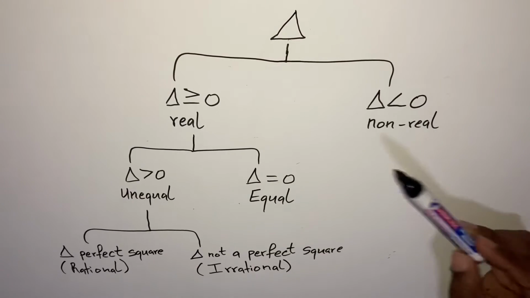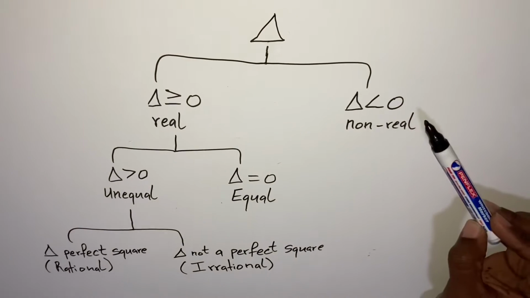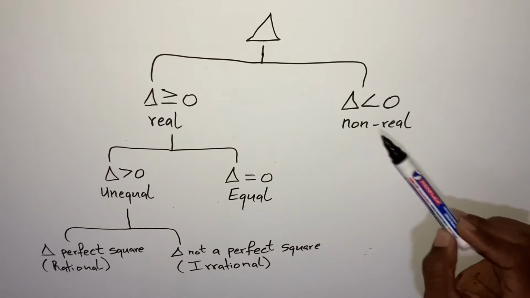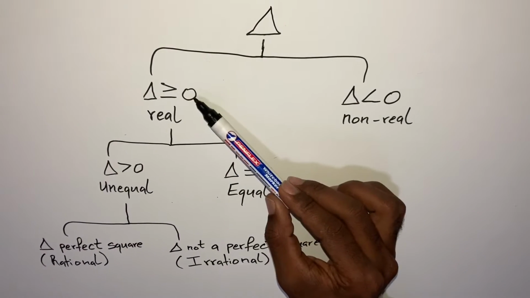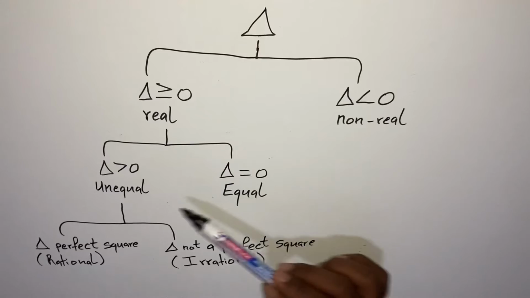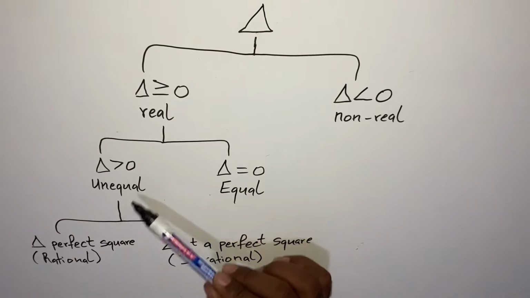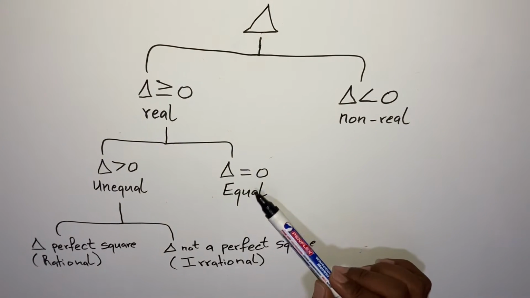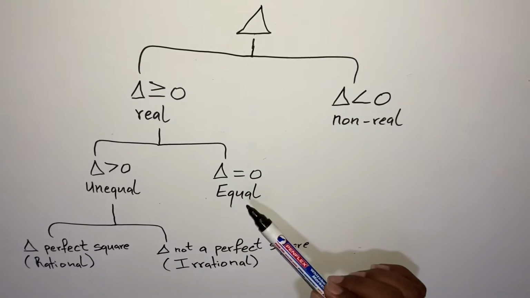So when it comes to this side of your delta being less than 0 and your comment being that the roots are non-real, this one has no continuation, it will just end there. But whenever you find your delta to be greater than or equal to 0, your first comment is real. Then from there, you'll check between the two. Is your delta greater than 0? If it's greater than 0, your next comment will be unequal. If your delta is equal to 0, your next comment will be equal. But once your delta is equal, then it ends there. You can't continue any further.